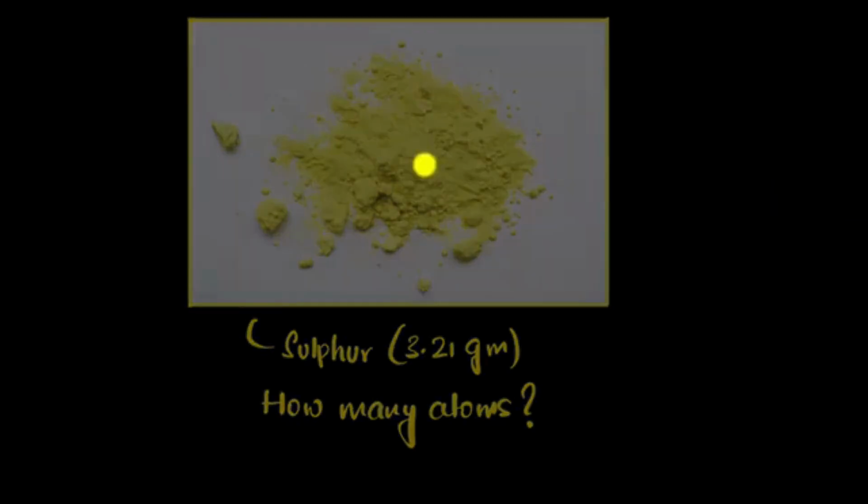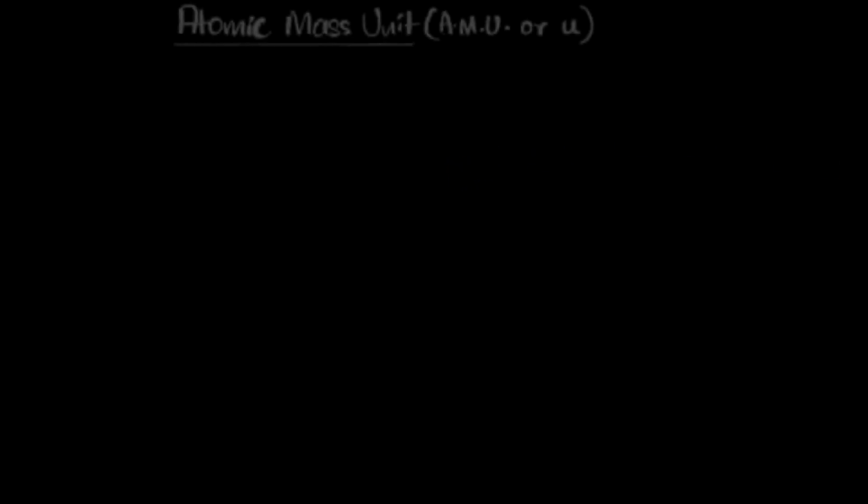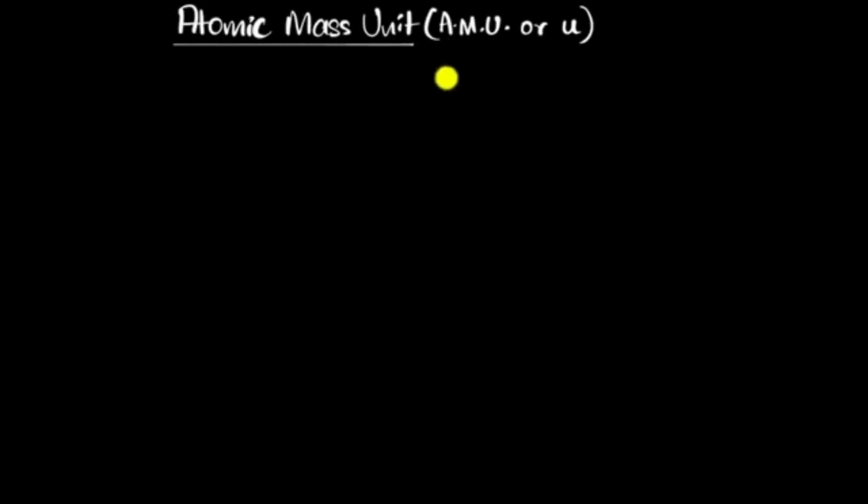So let's begin. To come up with the idea of moles, we first need a new unit of mass to deal with the masses of atoms. See, atoms are very tiny. Their masses are going to be incredibly tiny. So kilograms or grams is going to be very inconvenient to use. So we come up with a new unit called the atomic mass unit, AMU or U. It's a very tiny unit of mass. Just like grams or kilograms, it's a unit of mass.